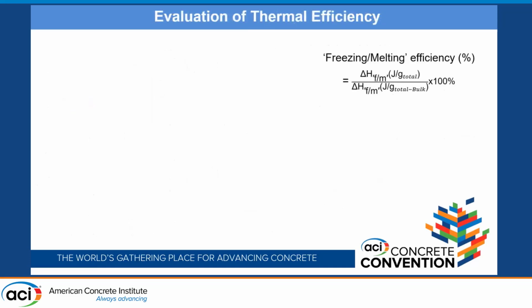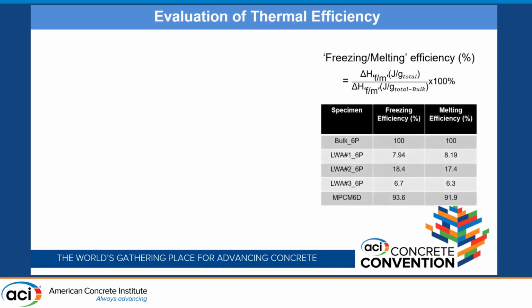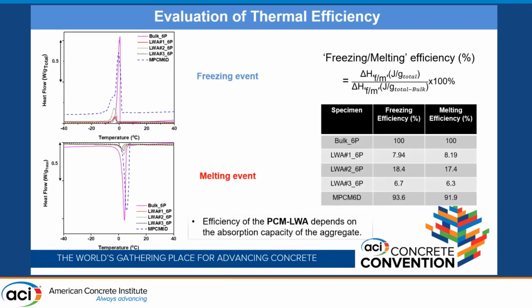All right, so next part, we are going to evaluate the freezing and the melting efficiency of these different types of PCMs that we have. So the first graph shows the freezing event, and the second graph shows the melting event. However, in this part, there's a slight difference from the previous slides. On the y-axis, we are now normalizing the heat with the total weight of the sample. So specifically, if you look at lightweight aggregate 2, 1, 2, and 3, you can see that the efficiency value is lower. However, that does not mean it's bad, because it's basically a rock.